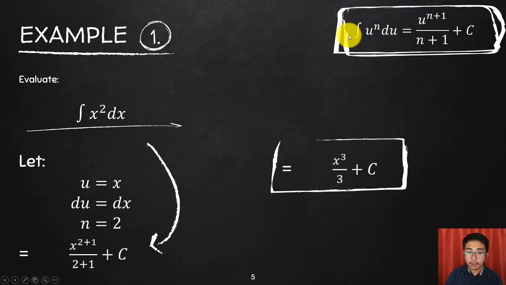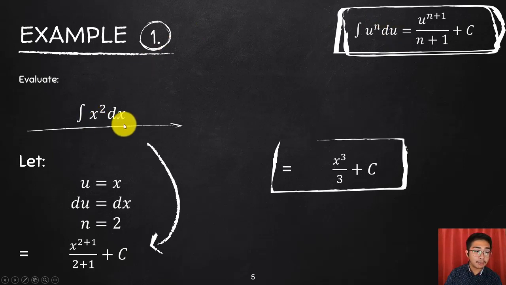So this is the one that we're going to use. Okay. So as I've said before, all of the components of this formula must be present first before we can use it. That means u, the function itself, must be identified or described, and the exponent must also be identified and described, and then du, the differential of the function, must be identified and described.